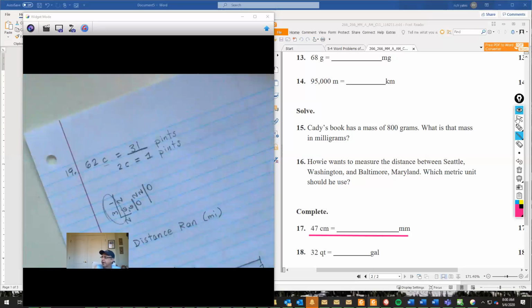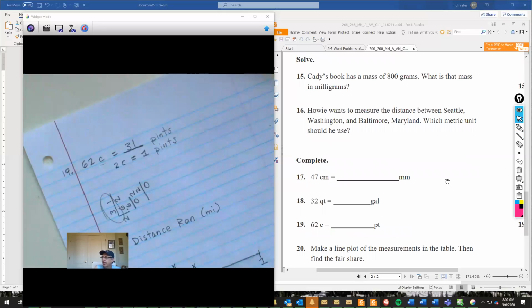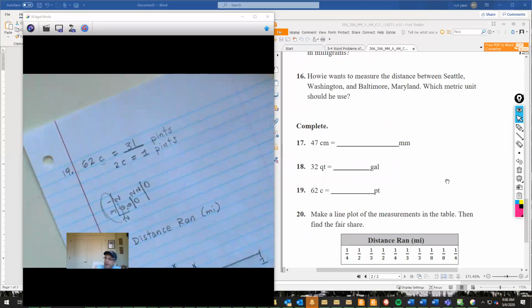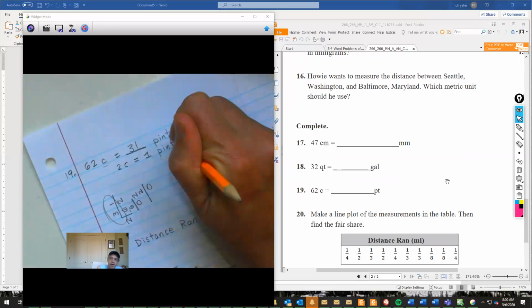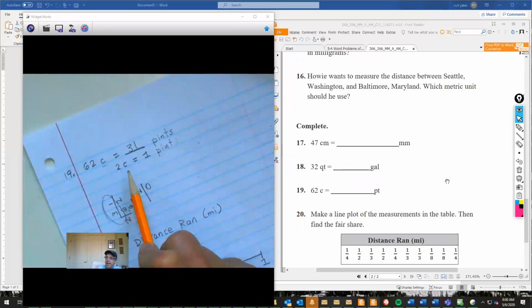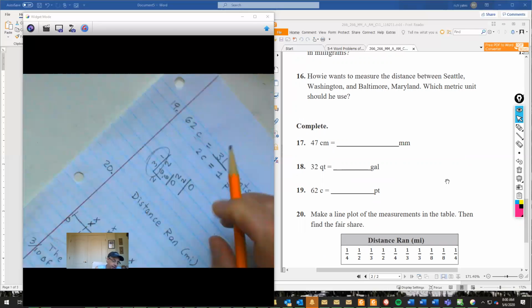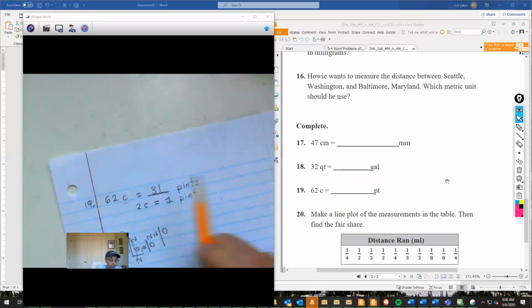Just a few more to do, boys and girls. Number 19, I know that 2 cups equals 1 pint. And so my question is 62 cups equals blank pints. I'm going to take 62 cups and divide it by the number of cups in 1 pint, which is 2. So 62 divided by 2 is 31. So I now know that 62 cups is equal to 31 pints.